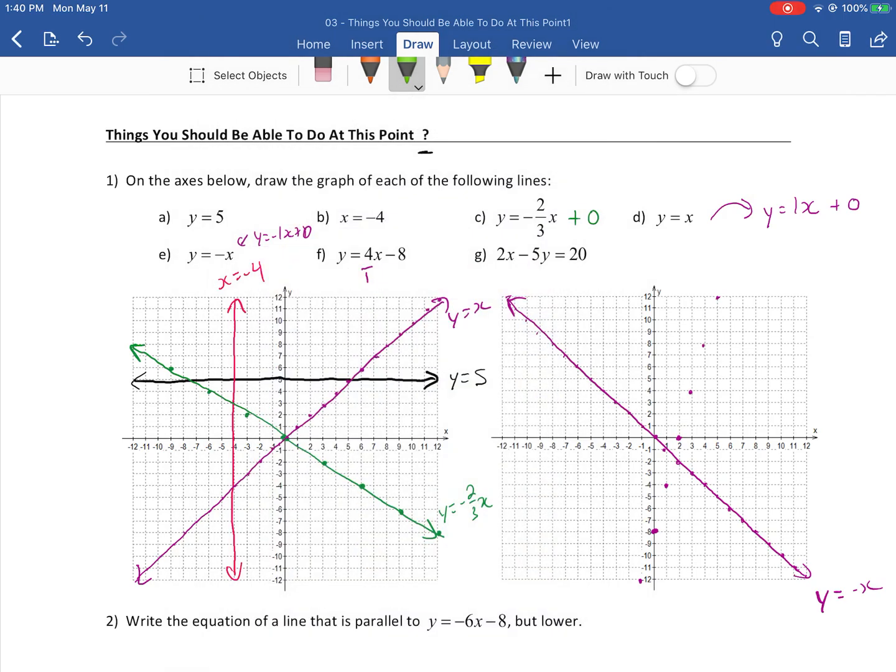Ooh, I went in purple there. Let me switch over. The dots are purple, but I'll switch over to a green color so you can really see which one I'm working on there. There's y equals 4x minus 8.